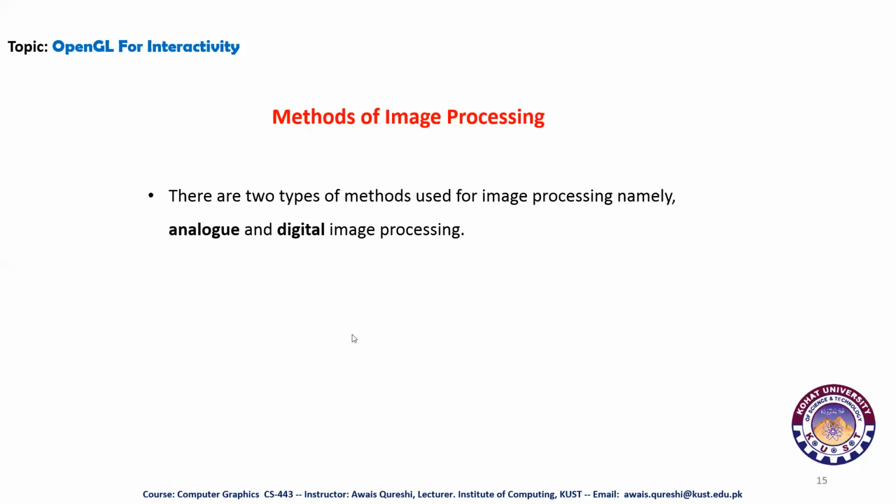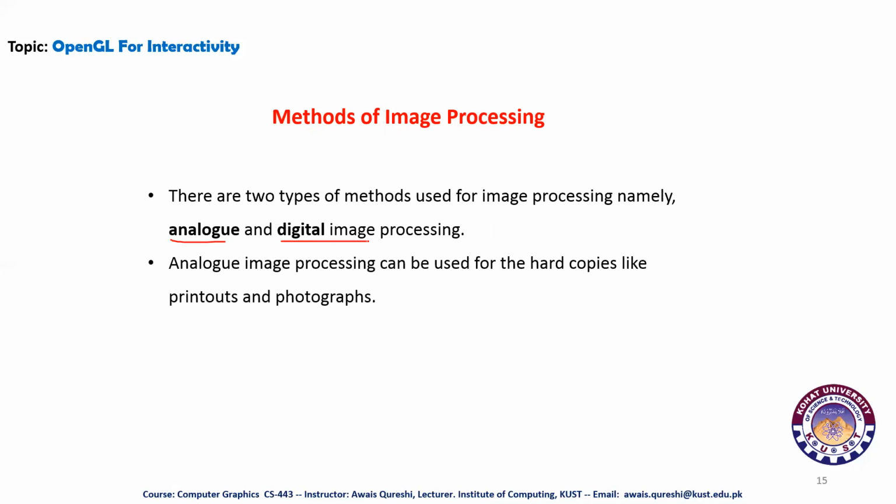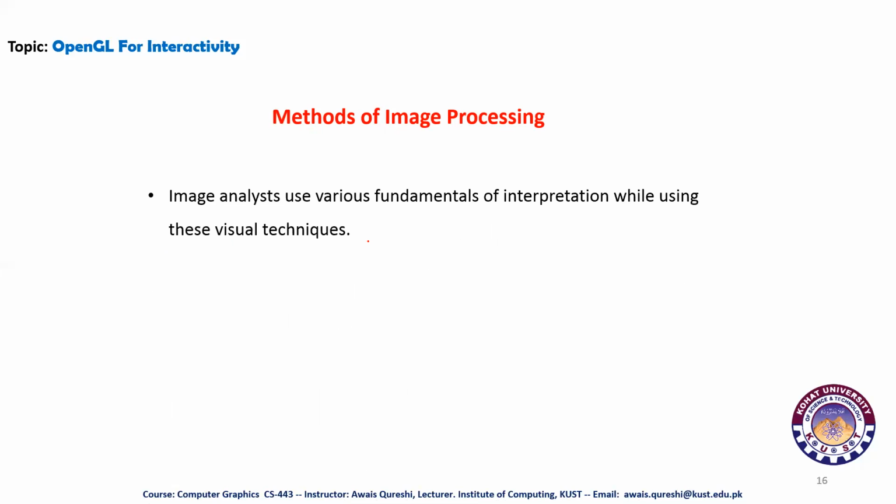So let's move on and see. There are two types of methods used for image processing. One is called analog image processing, and the second one is called digital image processing. Analog image processing can be used for hard copies like printouts and photographs, and digital image processing is used for digital copies of the image.